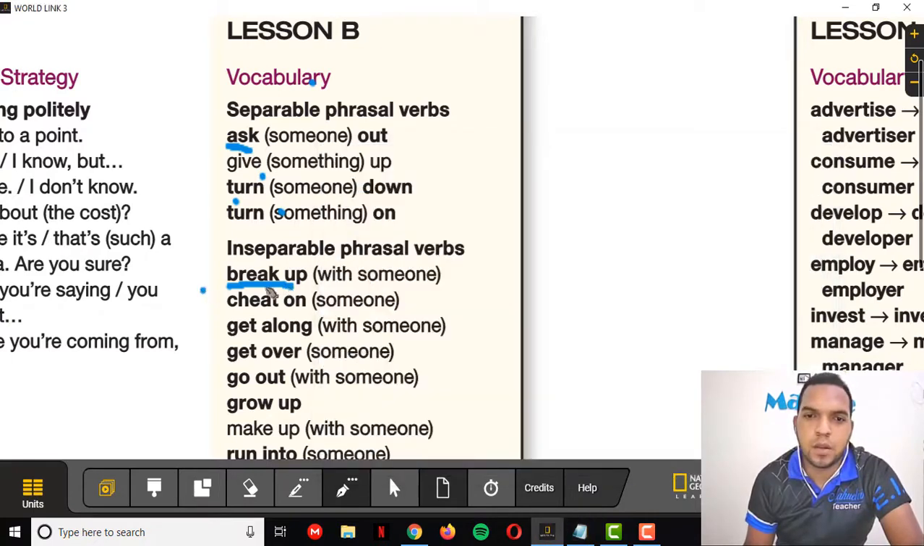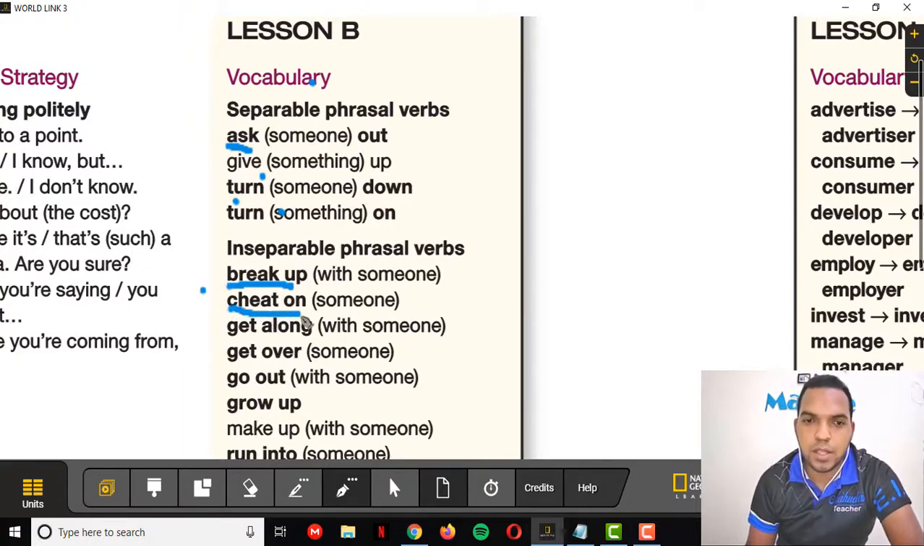Okay. So here we have break up with someone. When they refer to this, they refer to a person. For example, when you finish the relationship with a person, you break up. For example, I break up with my girlfriend. That is, the relationship does not continue anymore.